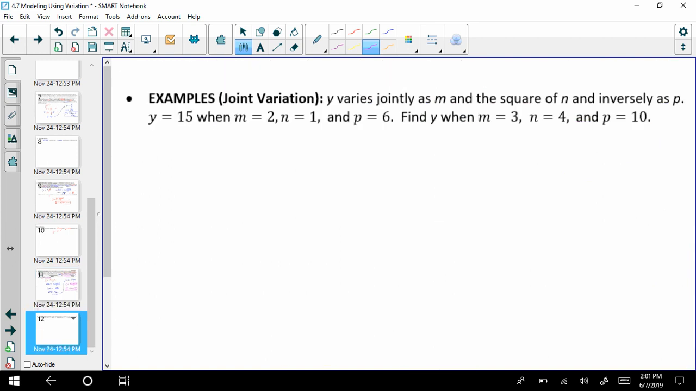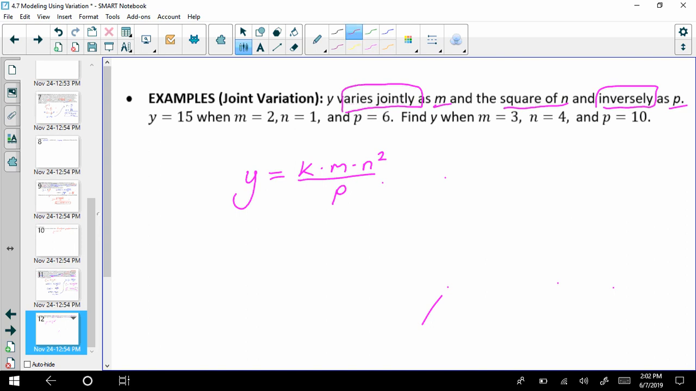And the very last example is what we were just doing, but it's not in story problem form, but it's the same concept. So y varies jointly as m and the square of n, and inversely as p. So let's write that equation first. So y equals k times m times n squared, because it's the square of n, all directly across from each other, but inversely with p. So there's my equation. Now they're going to give me values, so 15, 2, 1, and 6.